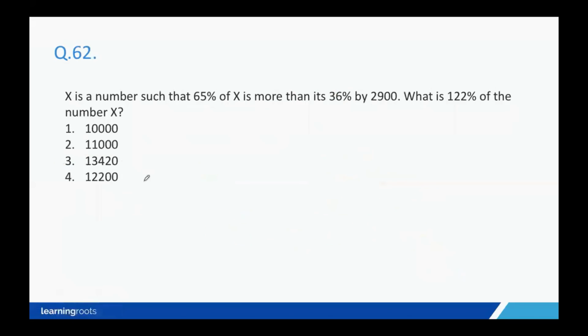Coming to question number 62, X is a number such that 65% of X is more than its 36% by 2900. So 65% of X is more than 36% of X by 2900. Solving for this, this gives me 29x by 100 is equal to 2900. So x will be equal to, this goes away, 100 into 100, which is 10,000.